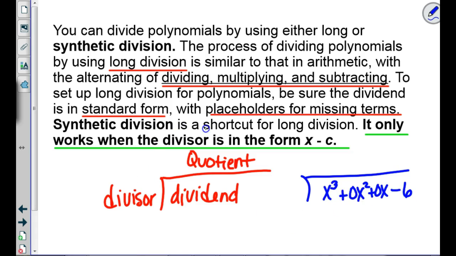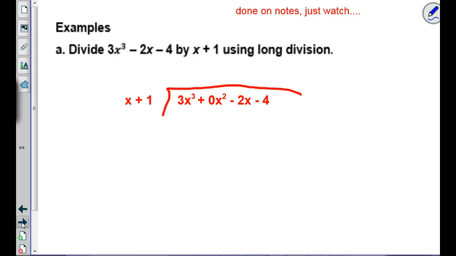Synthetic division is a shortcut and it only works when the divisor is like x minus or x plus something, okay? Meaning there's no leading coefficient on the x and it doesn't have a power greater than 1. Like if you have divide by an x squared, you can't do it.